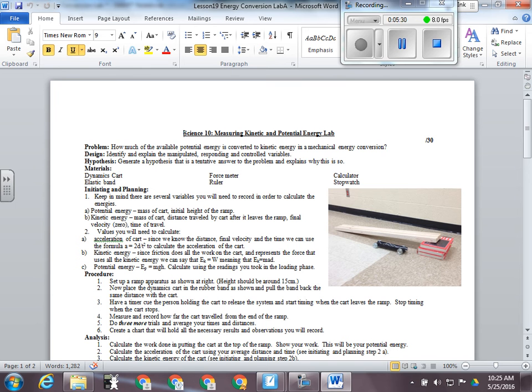For our hypothesis, we need an if and then statement. The if part of our hypothesis should probably talk about the law of conservation of energy.